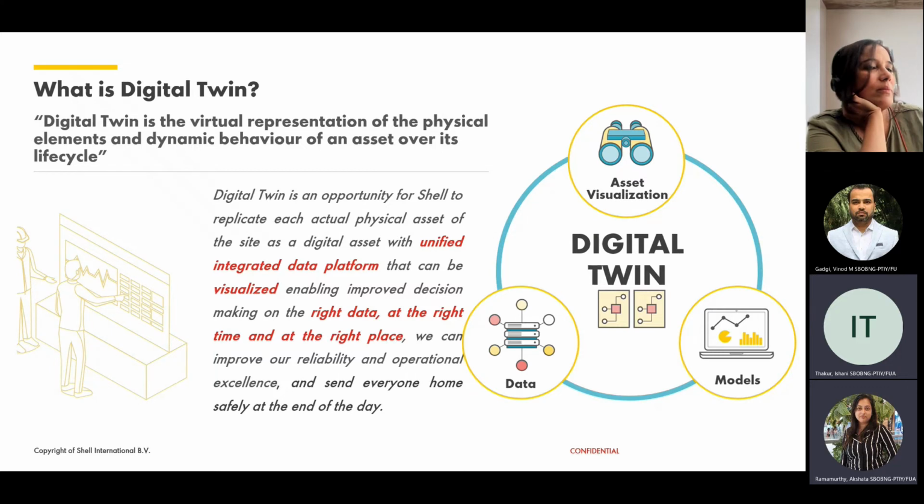So first, we'll talk about the definition of digital twin. So what is exactly a digital twin? It's a virtual representation of any physical element. And if we talk about what digital twin means for Shell, it's an opportunity for Shell to replicate its production sites and get the data unified into a single system so that the visualization is easier and more efficient. Plus, it enables improved decision making because now the data is in one single source. So any decision that needs to be taken by any of the field engineers would be easier and more impactful.